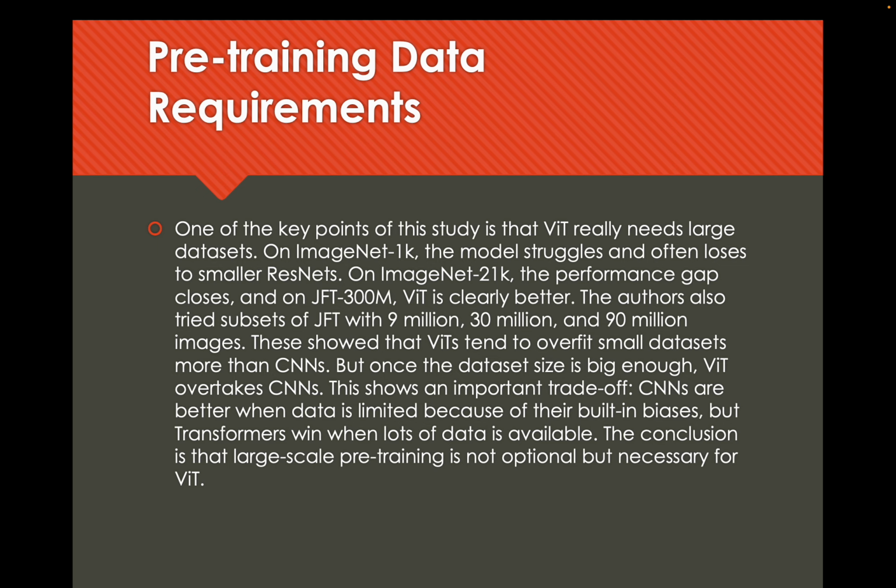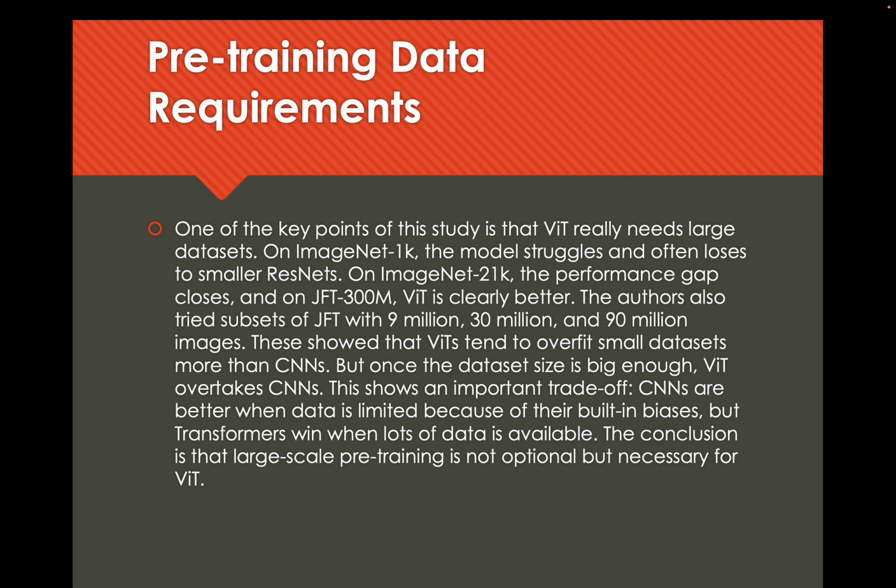Pre-training data requirements. One of the key points of the study is that ViT really needs large datasets. On ImageNet 1K, the model struggles and often loses to smaller ResNets. On ImageNet 21K, the performance gap closes, and on JFT 300M, ViT is clearly better.